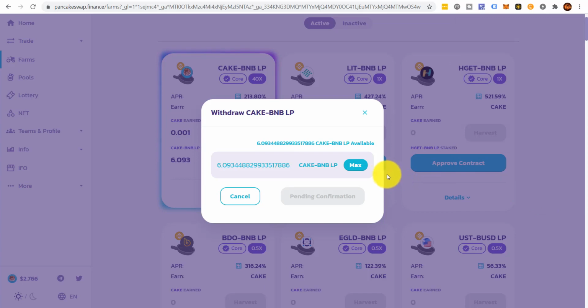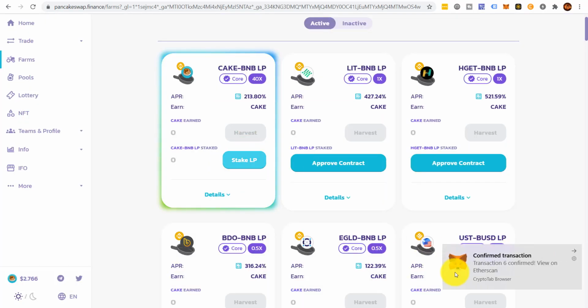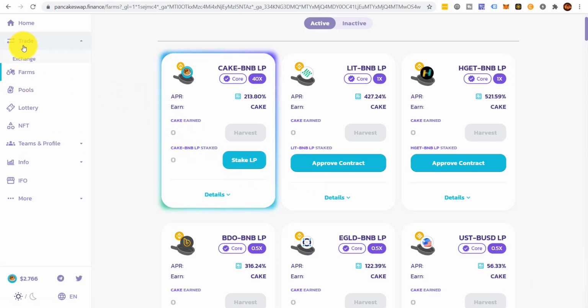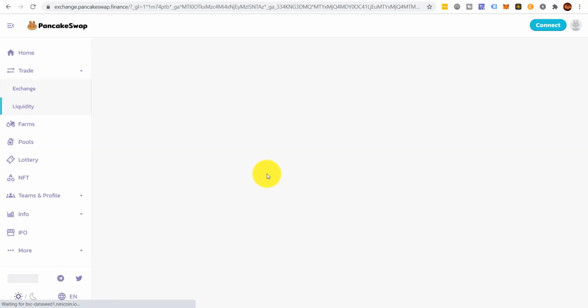Confirm. You'd wait for that to go through. Transaction confirmed. By the way, I'm skipping it in the video, but it takes about 12 to 15 seconds typically for these transactions to confirm. And then you would go back to your trade, liquidity.